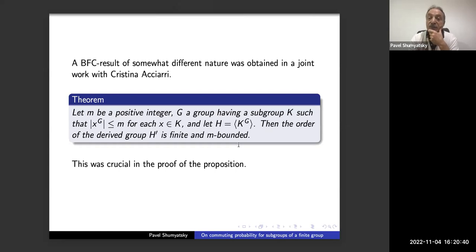Okay, and a BFC result of somewhat different nature was obtained in joint work with Cristina Acciarri. This says that if M is a positive integer and G is a group, here G can be any group, can be an infinite group, having a subgroup K such that every conjugacy class of an element from K has size at most M, and let H be the normal closure of K. Then the order of the derived group H' is finite and bounded in terms of M only. And that, of course, is a kind of far-reaching generalization of Bernard Neumann's theorem. When H, or even when K, is just G, we get Bernard Neumann's BFC theorem. Otherwise, it was really a different result. And this was crucial in the proof of the probabilistic result.